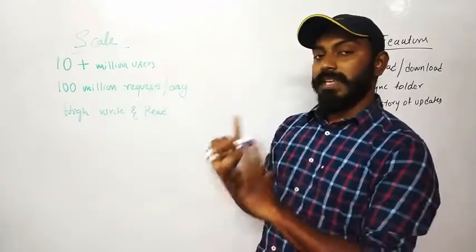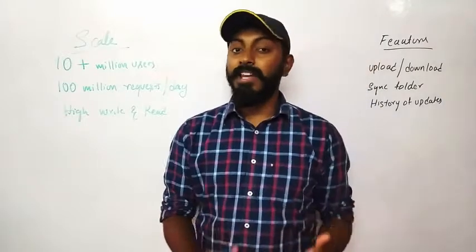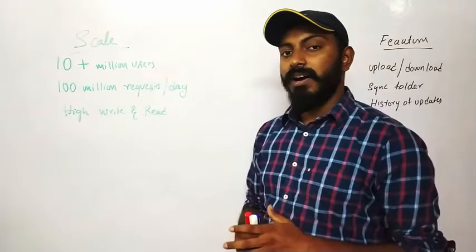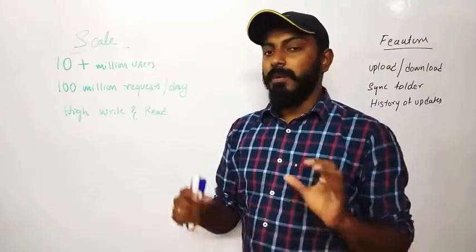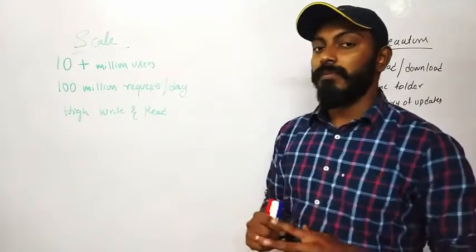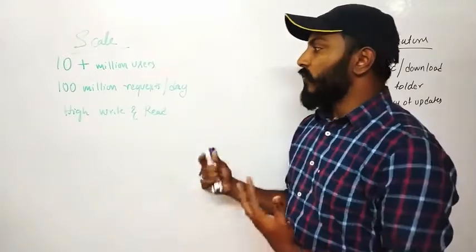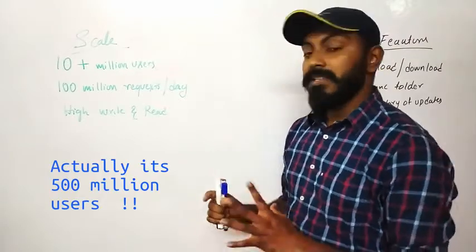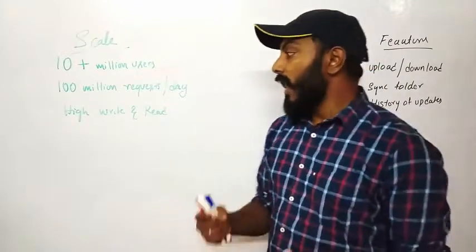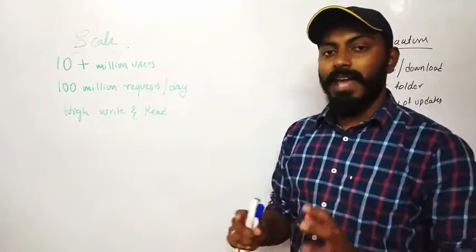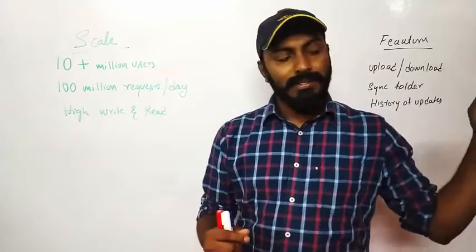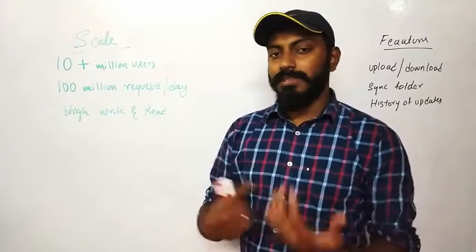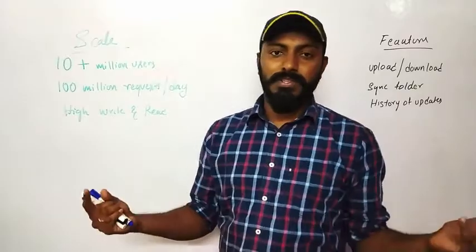So now let's talk about the scale of the service which we are planning to design today. I actually don't know the Google Drive number of users. It could be enormous, but I'm going to take the numbers which I got from Dropbox. So far they have about 10 plus million unique users, and about 100 million requests happening per day, with a lot of writes and reads happening to their system. Writes include the updates and new file uploads, and reads are downloading or just viewing the file using their services.